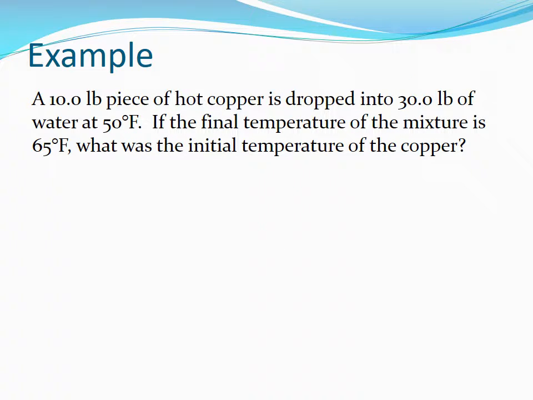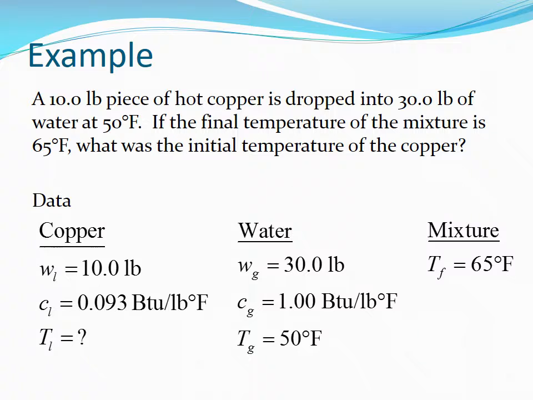A 10-pound piece of hot copper is dropped into 30 pounds of water at 50 degrees Fahrenheit. If the final temperature of the mixture is 65 degrees Fahrenheit, what was the initial temperature of the copper? We write down what we know. We know both masses and the specific heat of copper, which is 0.093 BTU per pound degree Fahrenheit, and the specific heat of water at 1 BTU per pound degree Fahrenheit. We also know the initial temperature of the water, 50 degrees Fahrenheit, and the final temperature of the mixture at 65 degrees Fahrenheit. We do not know the initial temperature of the hot copper.